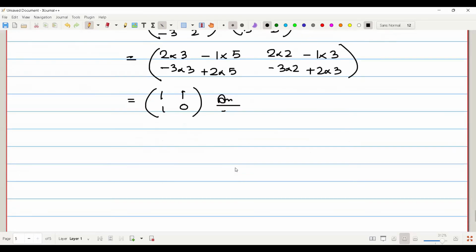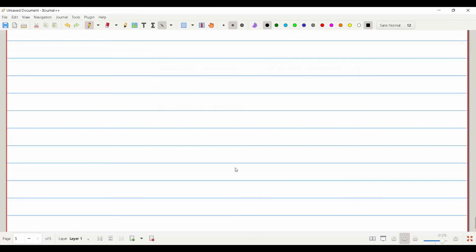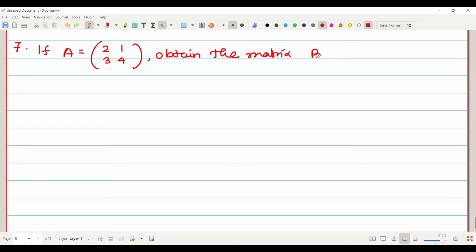Let's proceed to the next problem, problem number 7. The question is, if the matrix A is equal to [2, 1; 3, 4], obtain the matrix B such that AB is equal to BA is equal to the identity matrix.